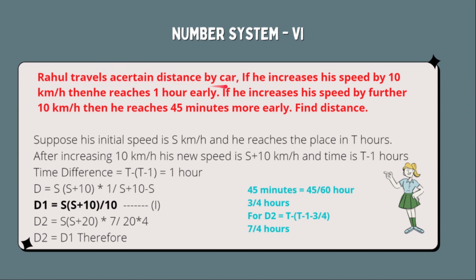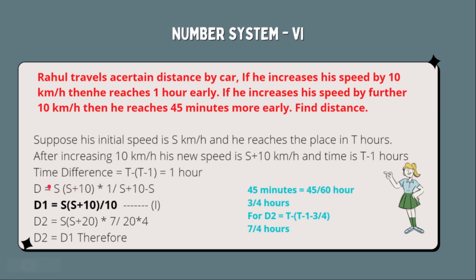Rahul travels a certain distance by car. If he increases his speed by 10 km, then he reaches 1 hour early. So this is the first condition. Now at the initial stage, suppose the speed is x km per hour and he reaches the place in t hours. Now what is given is that when he increases the speed by 10, the speed will be x plus 10 km per hour, and the timing will be t minus 1 as he reaches 1 hour earlier. Again, as we know, the formula is distance equals x into y multiplied by time divided by time difference. So that's what we are doing here.